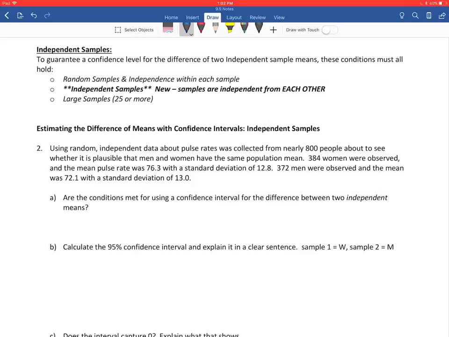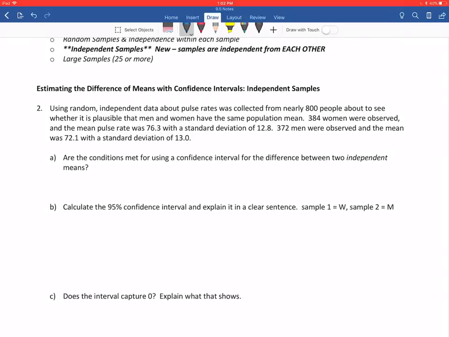Okay, so the first example we're going to do is a confidence interval. It says using random independent data, so that's like check for bullet 1, random and independent, about pulse rates was collected from nearly 800 people. Well, right there I can say, that's bigger than 25, so check on bullet number 3, to see whether it is plausible that men and women have the same population mean. 384 women were observed, and we found their mean pulse rate and standard deviation. And then 372 men were observed, and they had their own mean and standard deviation.